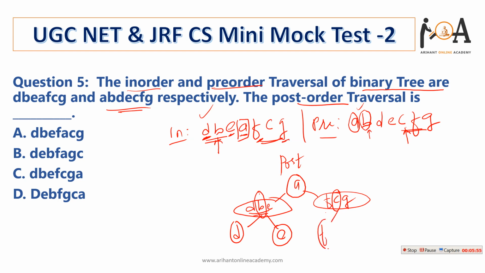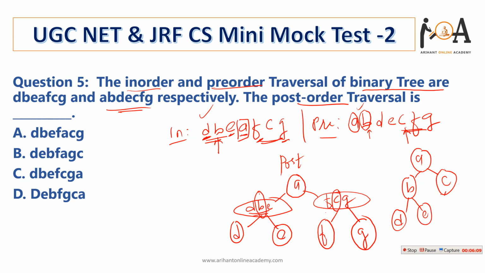So F is on the left side and G is on the right side. So our binary tree is looking like A, B, C, D, E, F and G. It is our binary tree, which I derived with the help of in-order and pre-order. Now what is the post order?